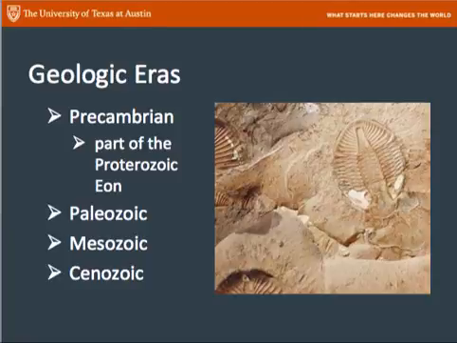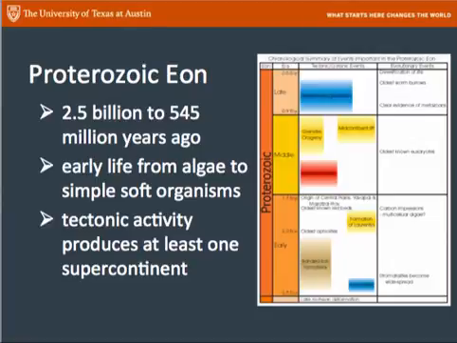Now, of course, today we know that there was abundant life in the Proterozoic, the pre-life era, and we'll talk about that in a bit. The Proterozoic era began about 2.5 billion years ago and continued until 545 million years ago, the beginning of the Cambrian. So it covers about 2 billion years of Earth history.